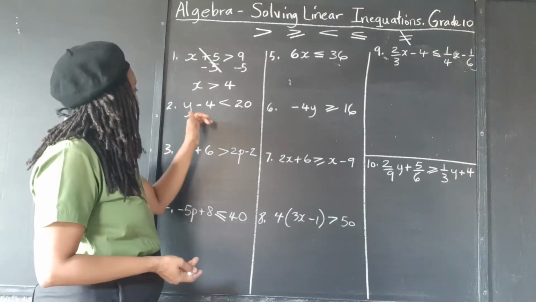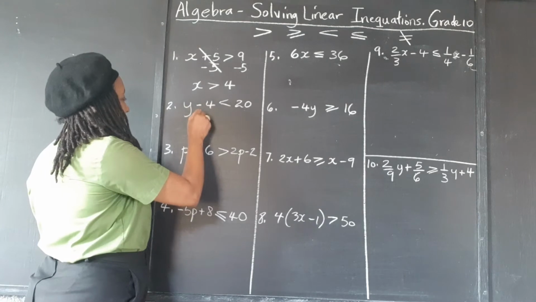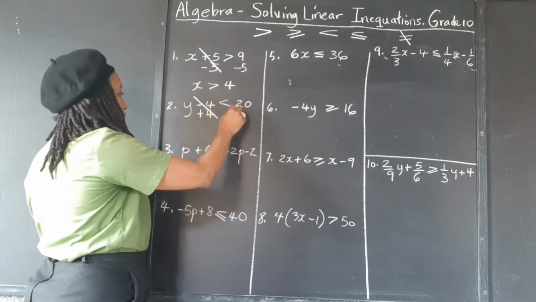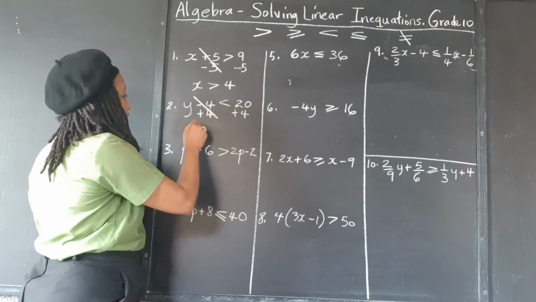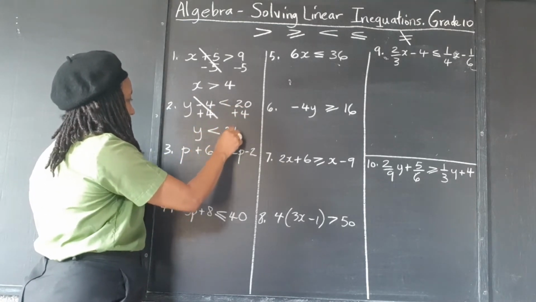Alright, so y take away 4 is less than 20. We're going to do the additive inverse of subtracting 4, which is to add 4. And we add 4 to this side. So y is less than 24.